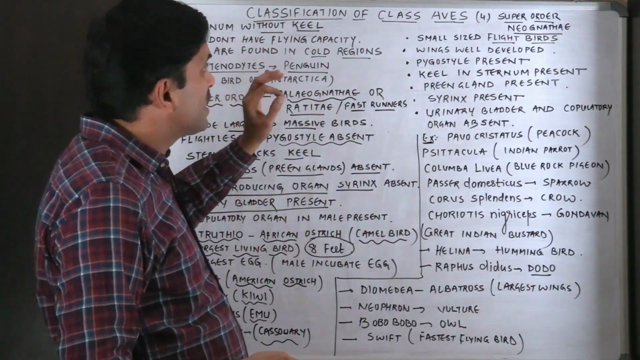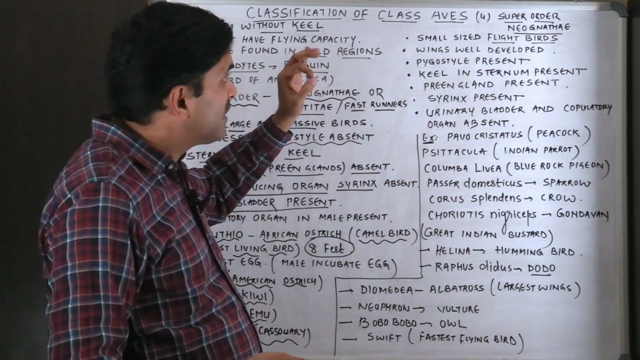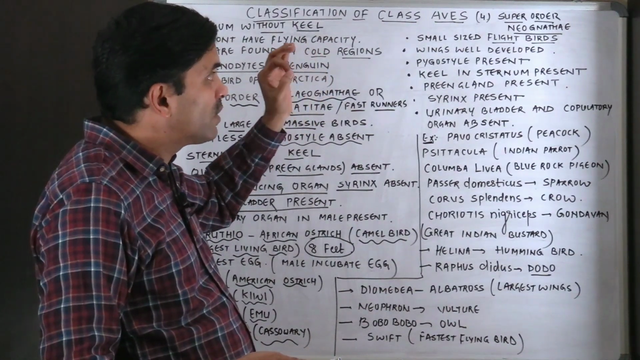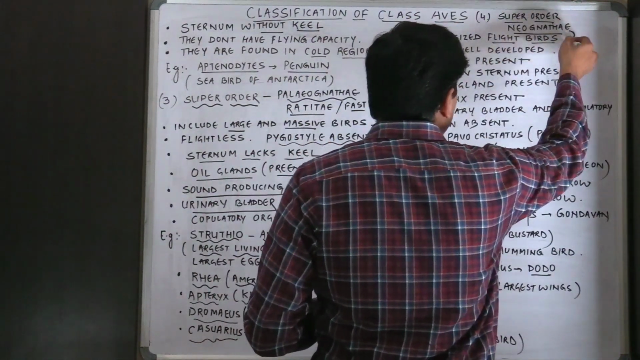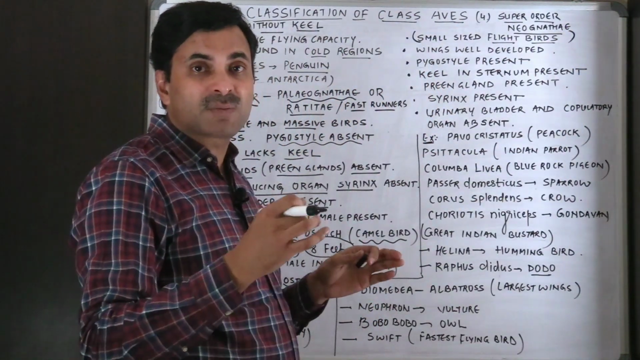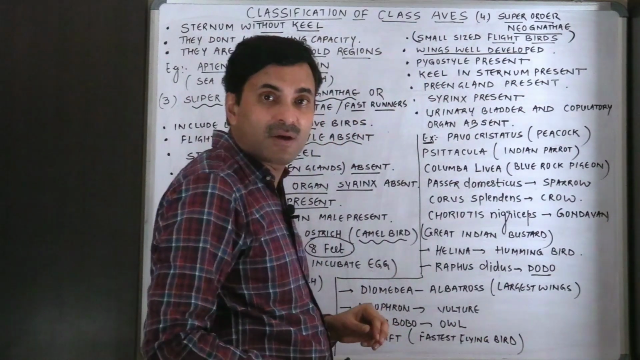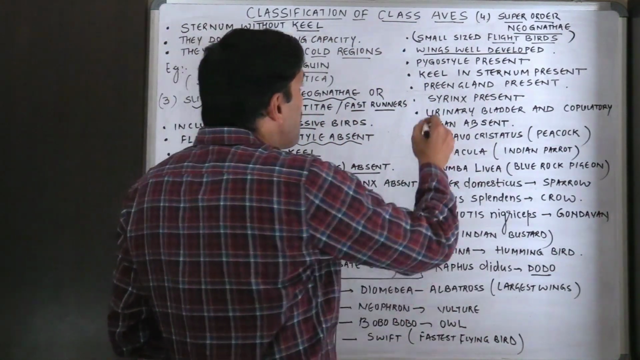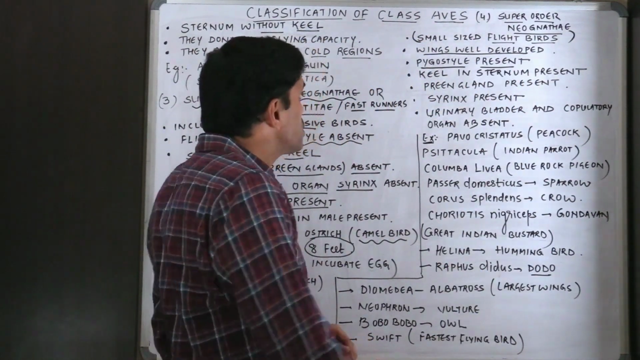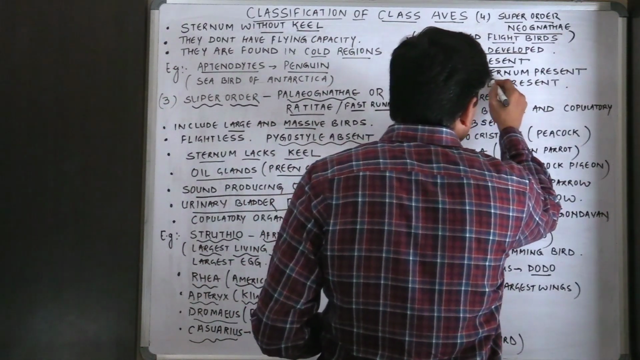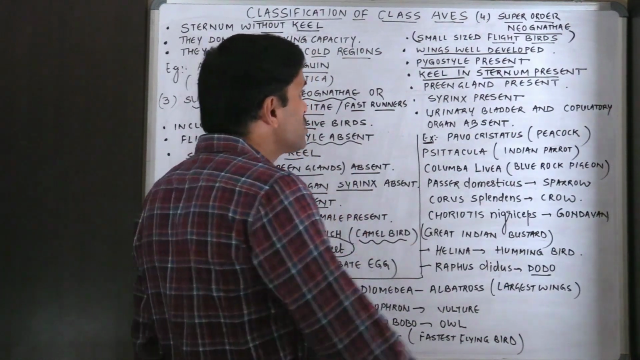All right, now coming to the last superorder, in which all the modern birds are included, called the Neognathae. Here small-sized flying birds are included because these birds have the flying capacity. Wings are very well developed. Pygostyle is present, meaning the caudal vertebrae are fused together. Keel is present at the base of the sternum, where the flight muscles are attached.